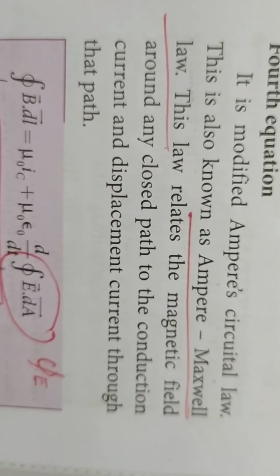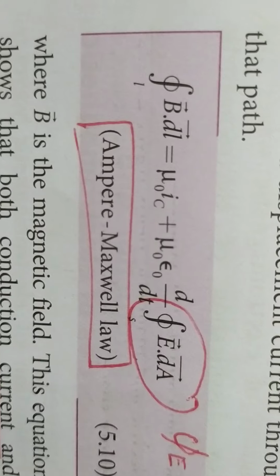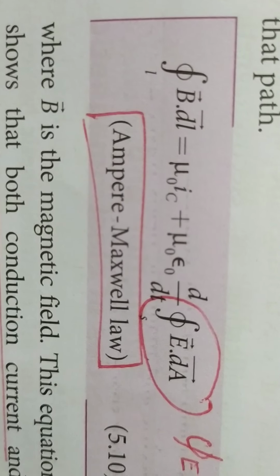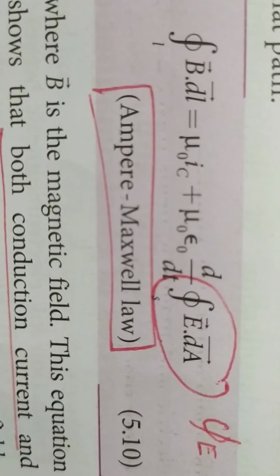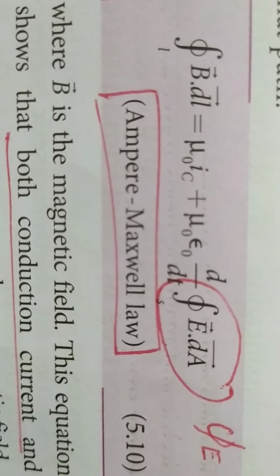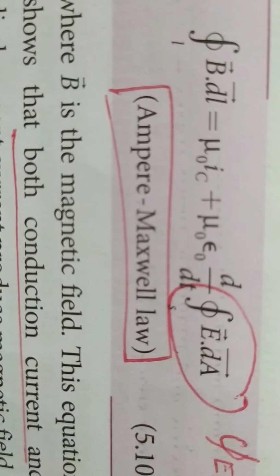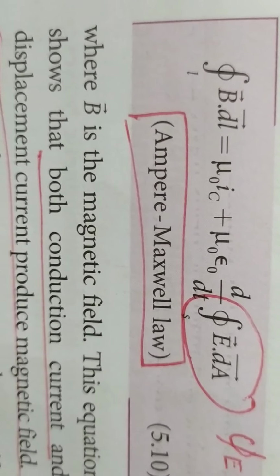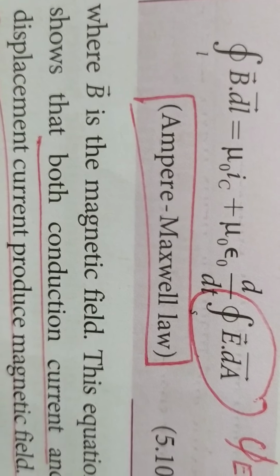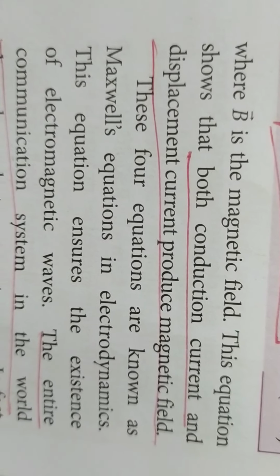And so the fourth equation we have already studied in this portion. Ampere Maxwell law is the fourth equation, and according to this equation, integration over L B vector dot dl vector is equal to mu naught IC plus mu naught epsilon naught d by dt of integration over surface area E vector dot dA vector. Here we have substituted, instead of phi e, integration over closed area E vector dot dA vector. This is Ampere-Maxwell law, that is a combined form of both Ampere and Maxwell. So here not only the conduction current but displacement current can also produce a magnetic field. That is the main concept here.